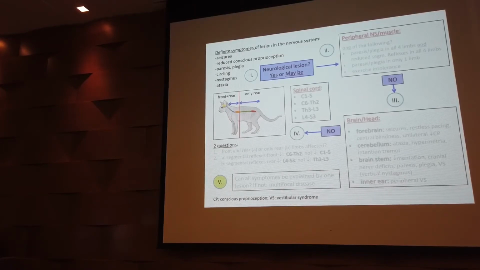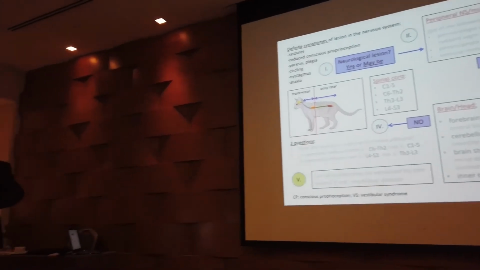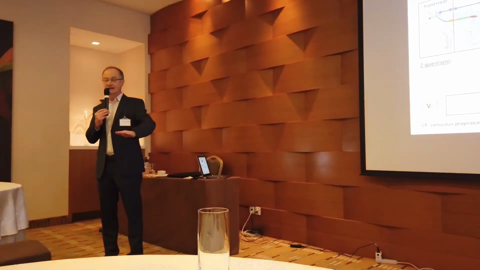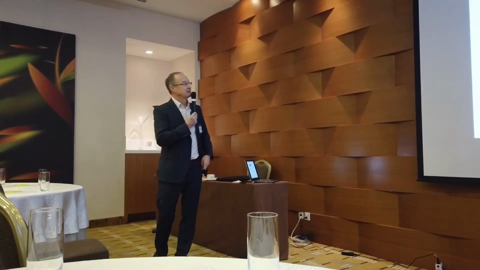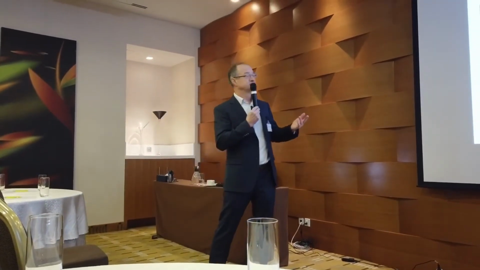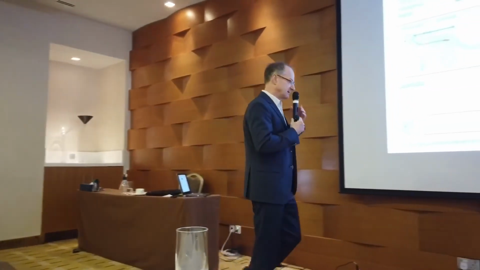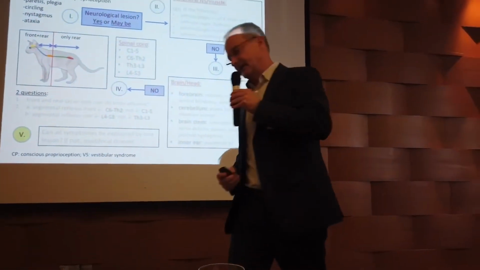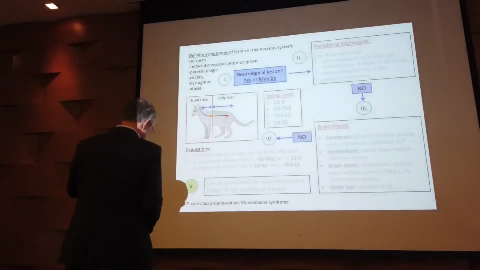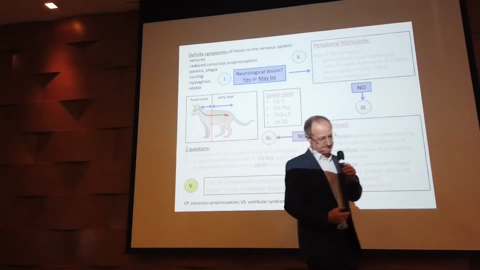Reduced conscious proprioception. If you perform the conscious proprioception in the correct way, and it's only lost in one limb, you can answer your first question with yes. Paresis, plegia, the same. Circling. Let me say something about circling. There are 2 different ways of circling. There's one way where the patient walks in tight circles. It cannot go straight. Often it's associated with a head tilt.